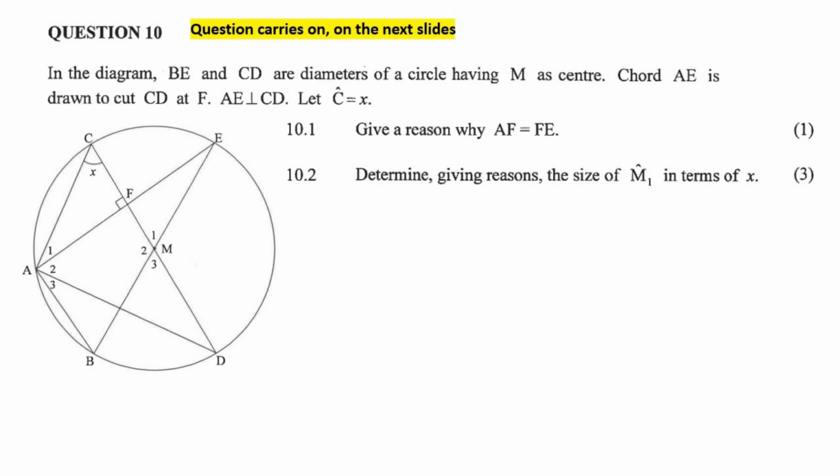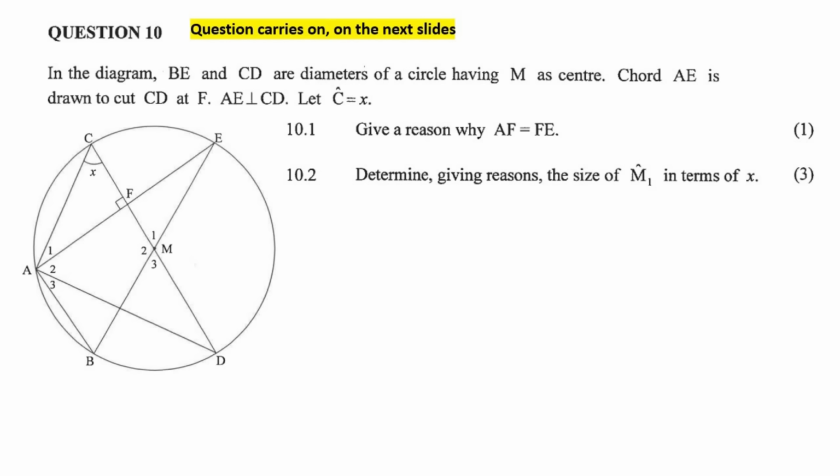Let's start. So they tell us that in the diagram, BE and CD are diameters. Okay, so we can see that BE and CD are diameters, and they're going through the center, which they are calling M. They said chord AE is drawn to cut CD at F, and then they're saying AE is perpendicular to CD, and they said that angle C is X. Okay, so everything that they've mentioned is already on the diagram.